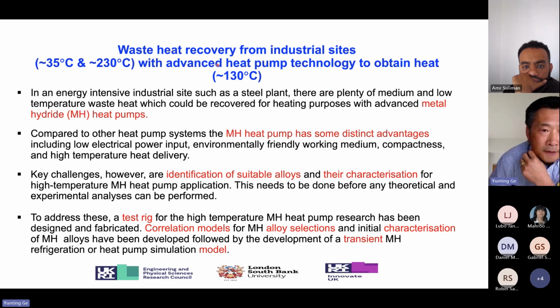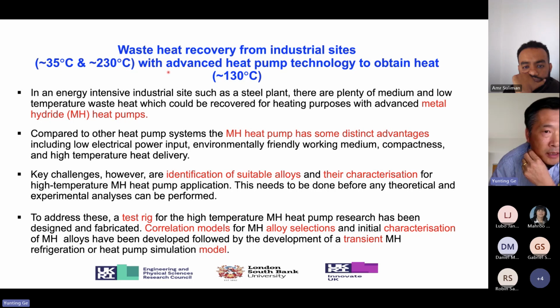And as we know, in the energy-intensive industry, you can find plenty of heat sources with temperature about 35, for example the power plant cooling water system, and also 230 degrees heat from the energy-intensive industrial side. You may say that 230 can be used to produce power by means of an advanced thermodynamic power cycle, such as the organic Rankine cycle. But I think the efficiency is quite low.